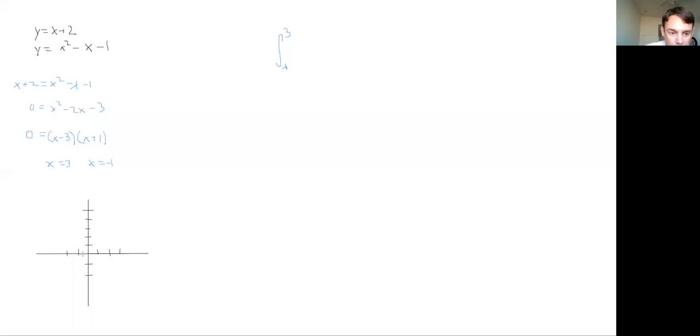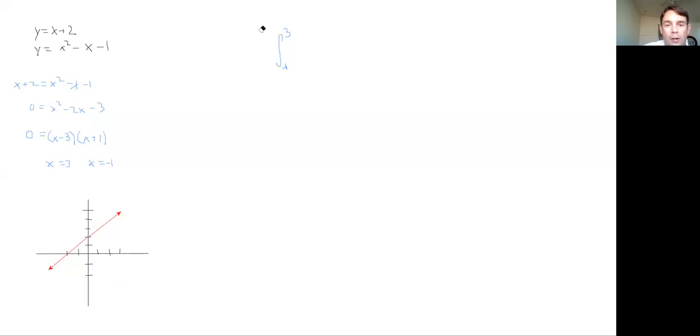Let's do this. Y-intercept is going this way, and coming back that way. So there's my y equals x plus 2 function.